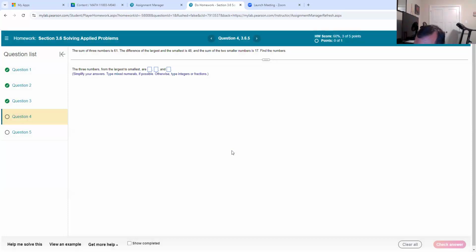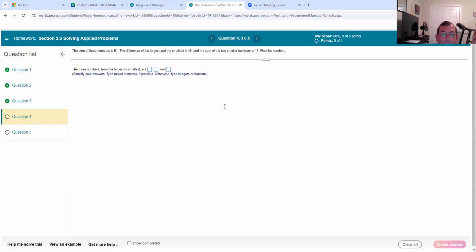All right, the sum of three numbers is 61. The difference of the largest and smallest is 48. And then the sum of the two smaller numbers is 17. So find the three numbers.